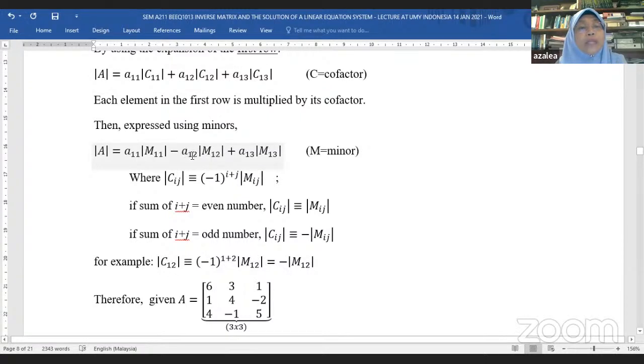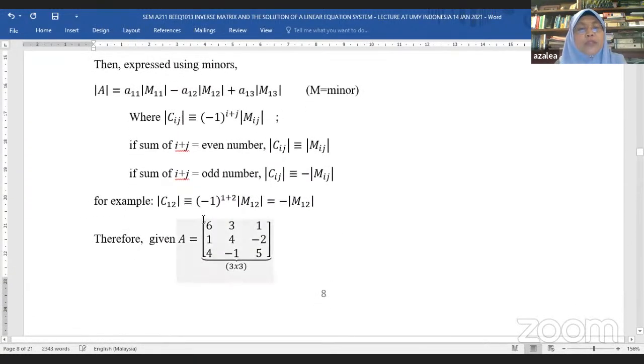So instead of writing A12 times minus M12, we just put the minus sign in front of the element, to make the formula tidier or easier to understand. So that's why we have the minus sign here, because 1 plus 2 is equal to 3, which is an odd number. So the cofactor will take the opposite sign. To remember, normally we just put plus on the first element, then minus, and then plus on the third element, and then the signs alternate: plus, minus, plus, then minus, plus, minus, then plus, minus, plus.